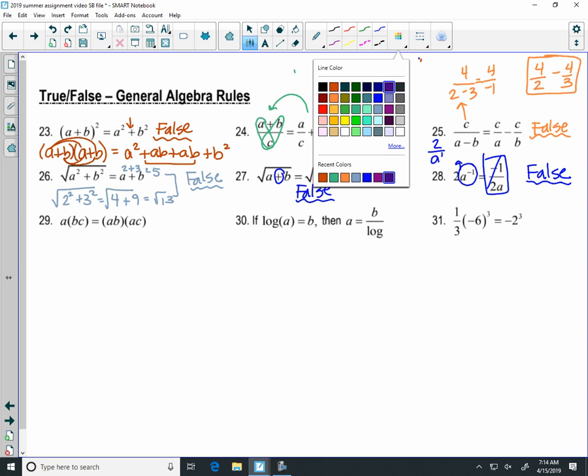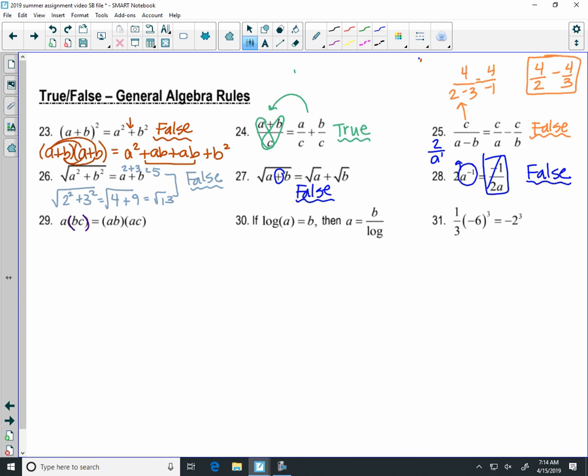Couple more. 29 is a very commonly missed problem. A times B times C. The reason I put this on here is because multiplication is something that can be tricky, even though it's something that you do every day. Once you start seeing it with lots of variables, sometimes you make mistakes. So here, with multiplication, order doesn't matter. These parentheses are just here to be a grouping for the B and C. You could write this in any order that you wanted, and it's the same problem.